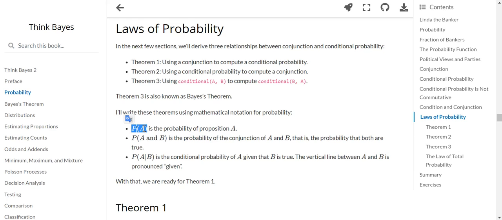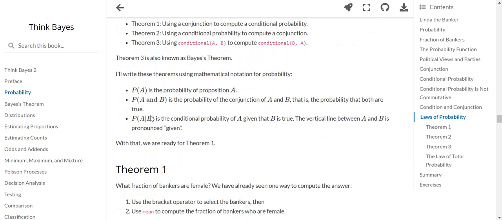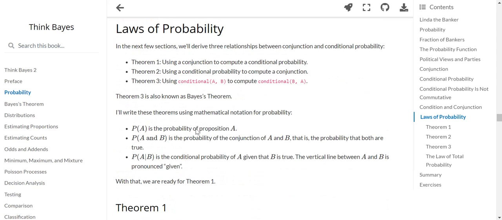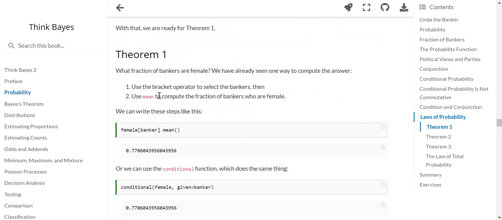P(A) is the probability of proposition A. P(A and B) is the probability of the conjunction of A and B, and conjunction is actually what you might also know as intersection. And P(A given B) is the conditional probability of A given that B is true. The vertical line between A and B is pronounced "given". So theorem 1 was using a conjunction to compute conditional probability.